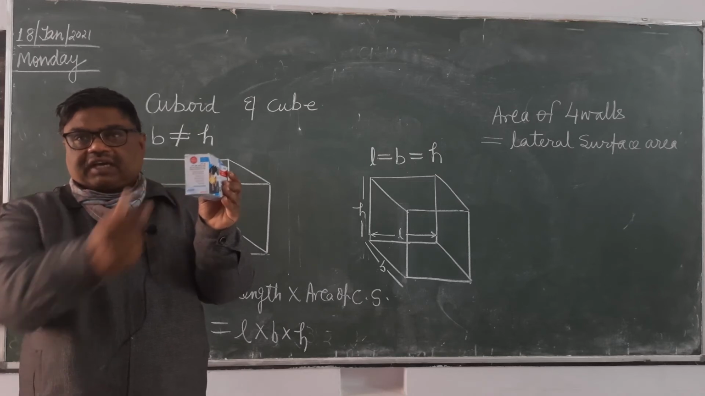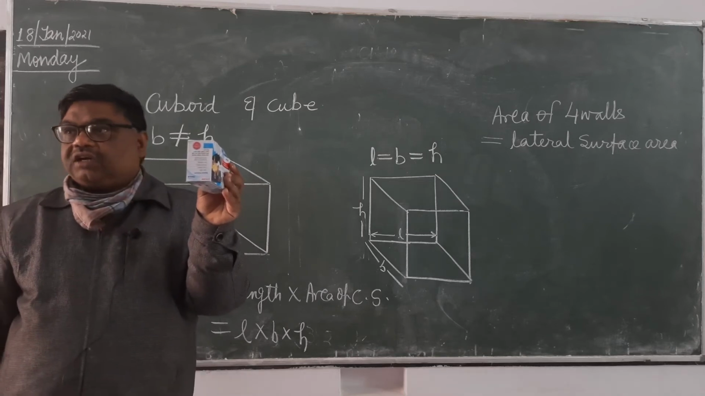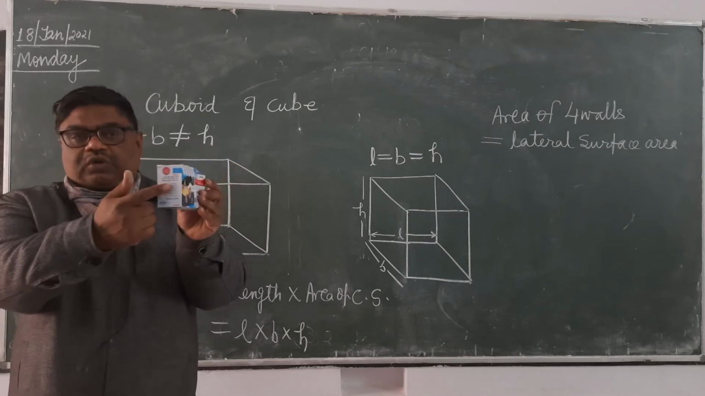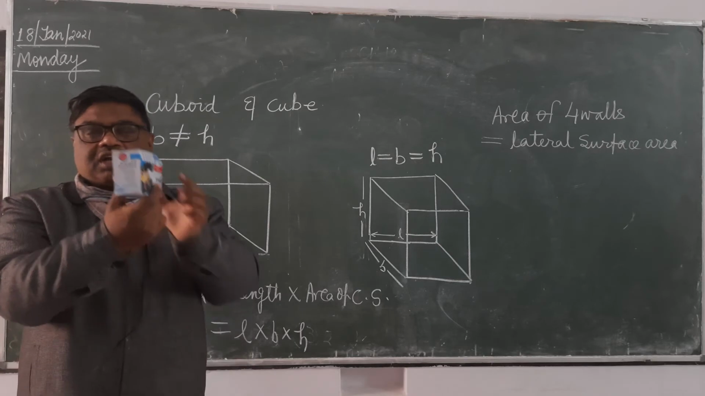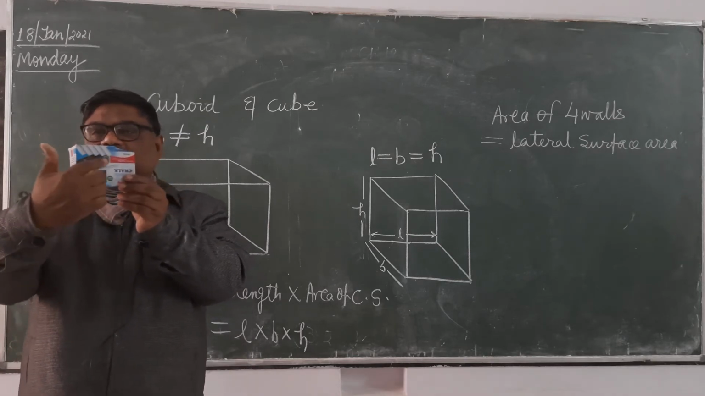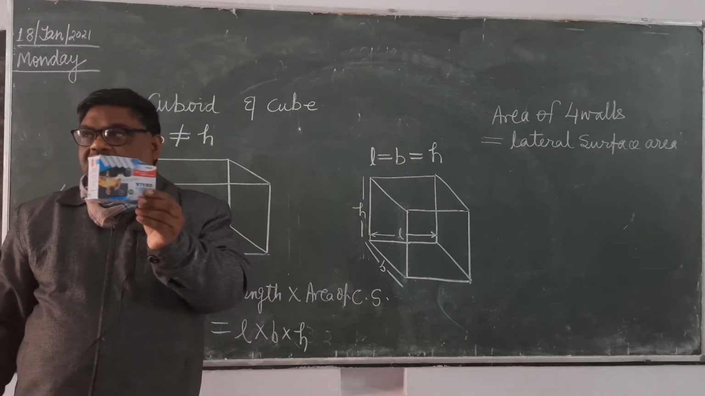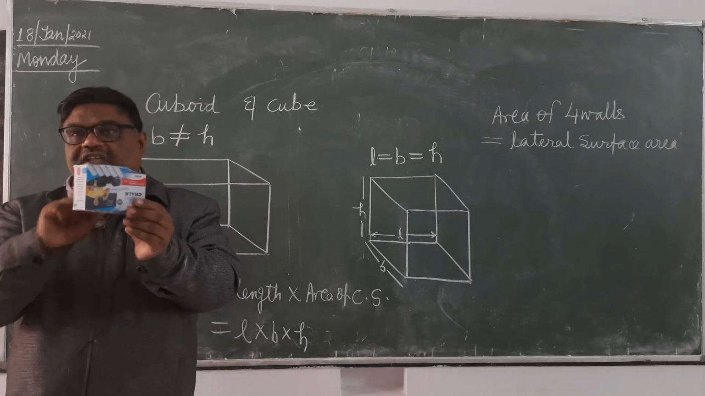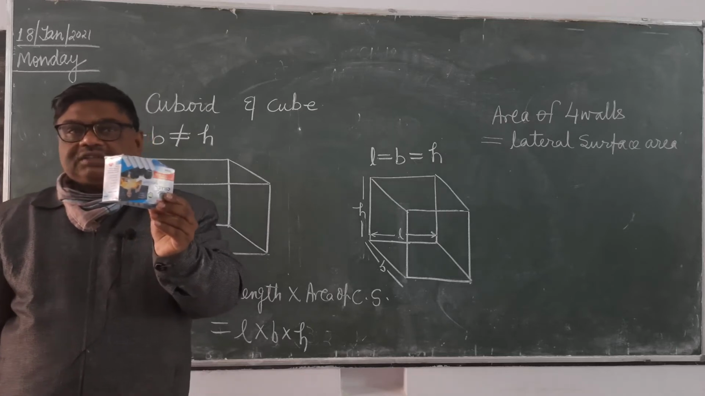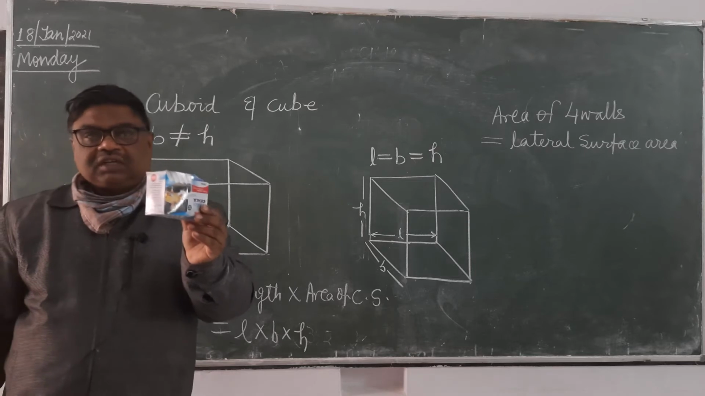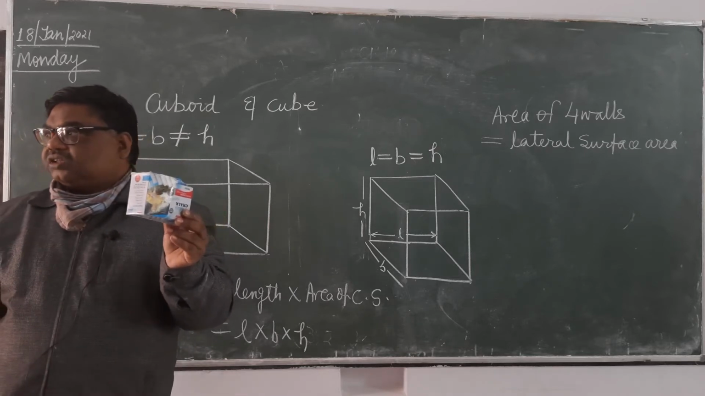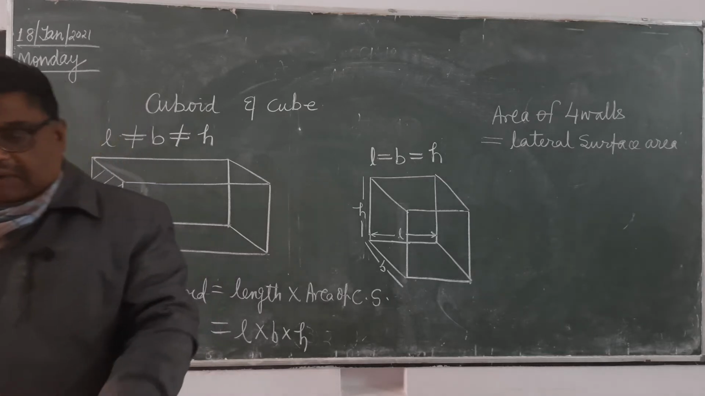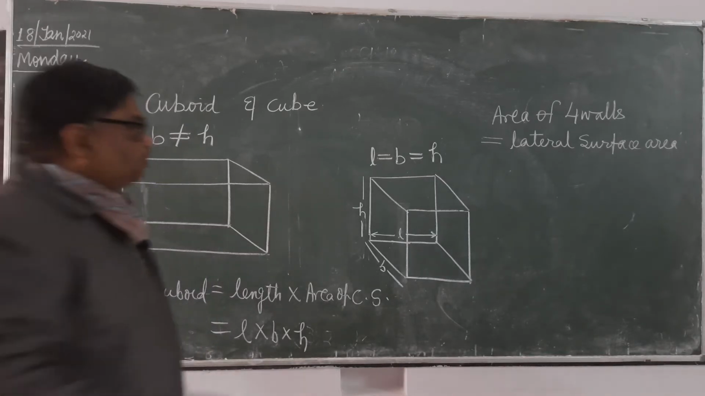What is the area of this wall? The area of this wall will be, tell me? B into H, and if this is B into H, then on the other side also how much? B into H. Now what is the area of this wall? L into H. So on this side also L into H, so what will be the area of four walls? 2 times L into H and 2 times B into H. This is clear.